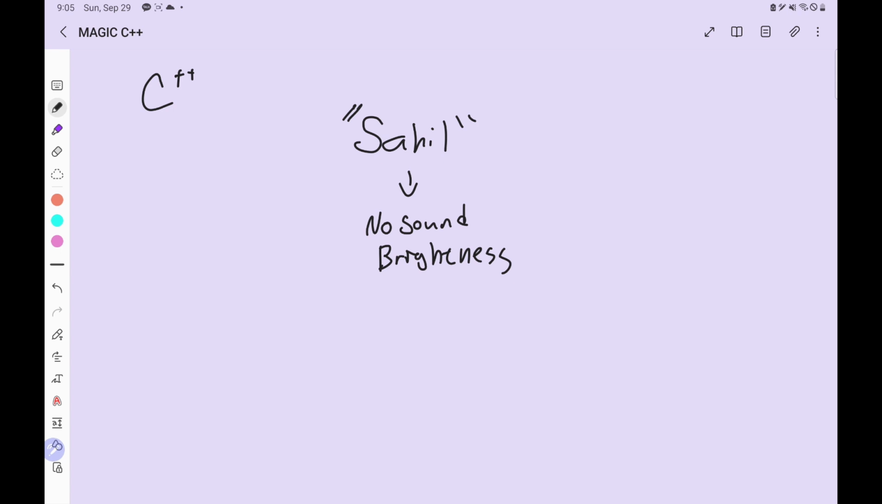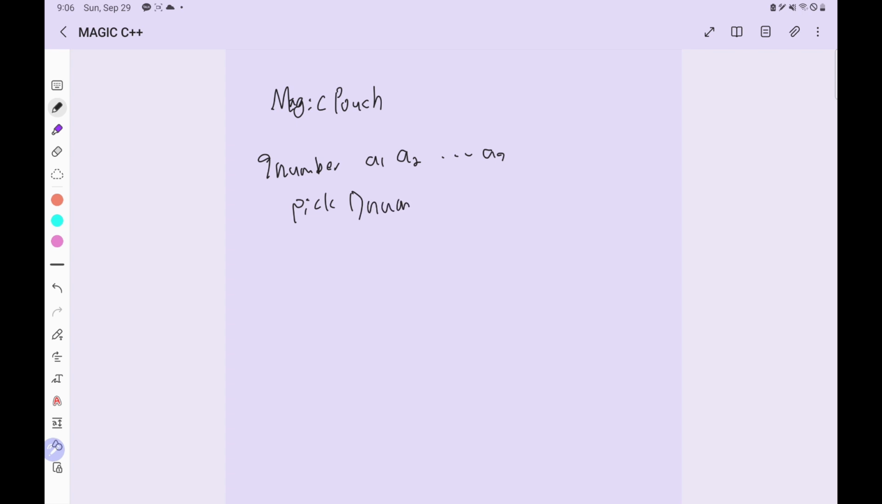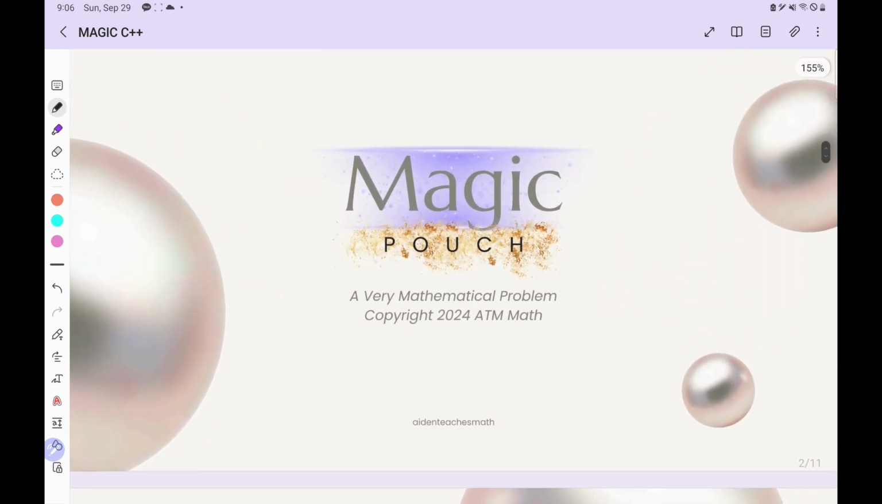And the people who thought this will be magic, this problem of C++ is called magic pouch, so that's why I call it magic. But do not leave before I tell you the question. The question is not that easy. The question is called magic pouch, and we have 9 numbers, A1, A2, all the way to A9, and we pick 7 numbers, and we need to make that sum 100.